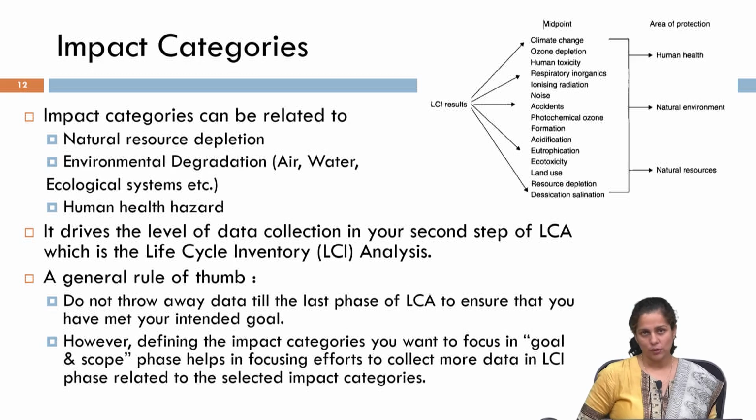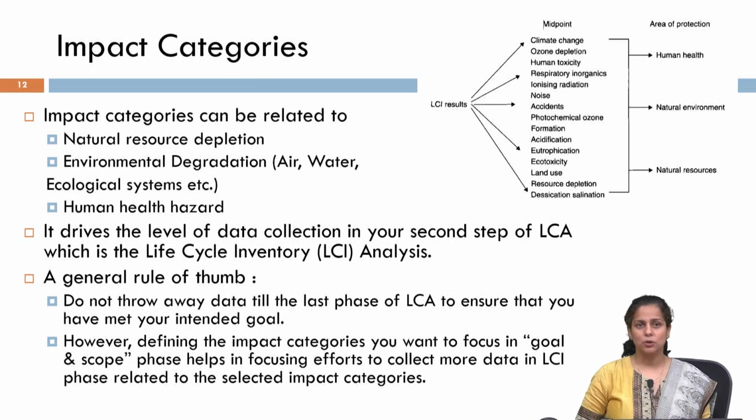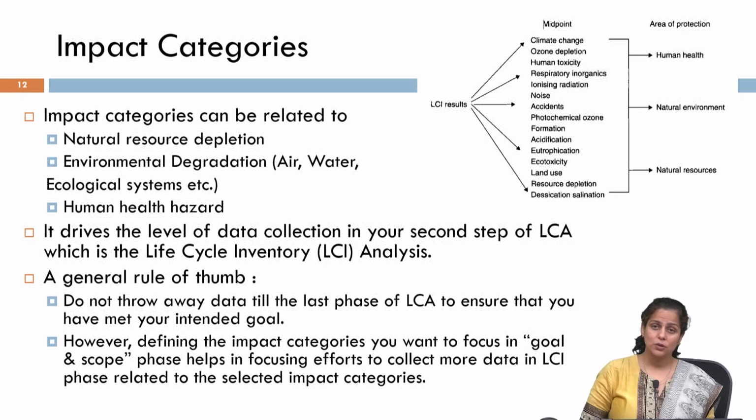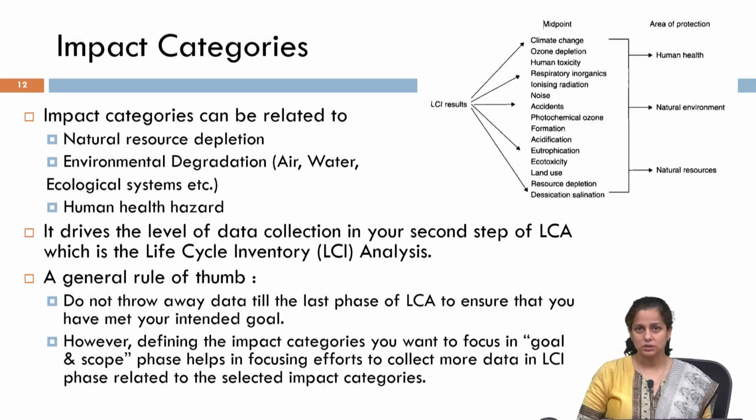A general rule of thumb that we use in LCA is that we do not throw away data till the last phase of LCA, to ensure that we have met the intended goal. But defining the impact categories you want to focus on in the goal and scope phase helps in focusing efforts to collect more data in the LCI phase related to the selected impact categories. Of course, this step helps us know what we are going to do in the next step. Like any modeling method, here also if we have done our work well in this step, it will improve the cost efficiency downstream for data collection.